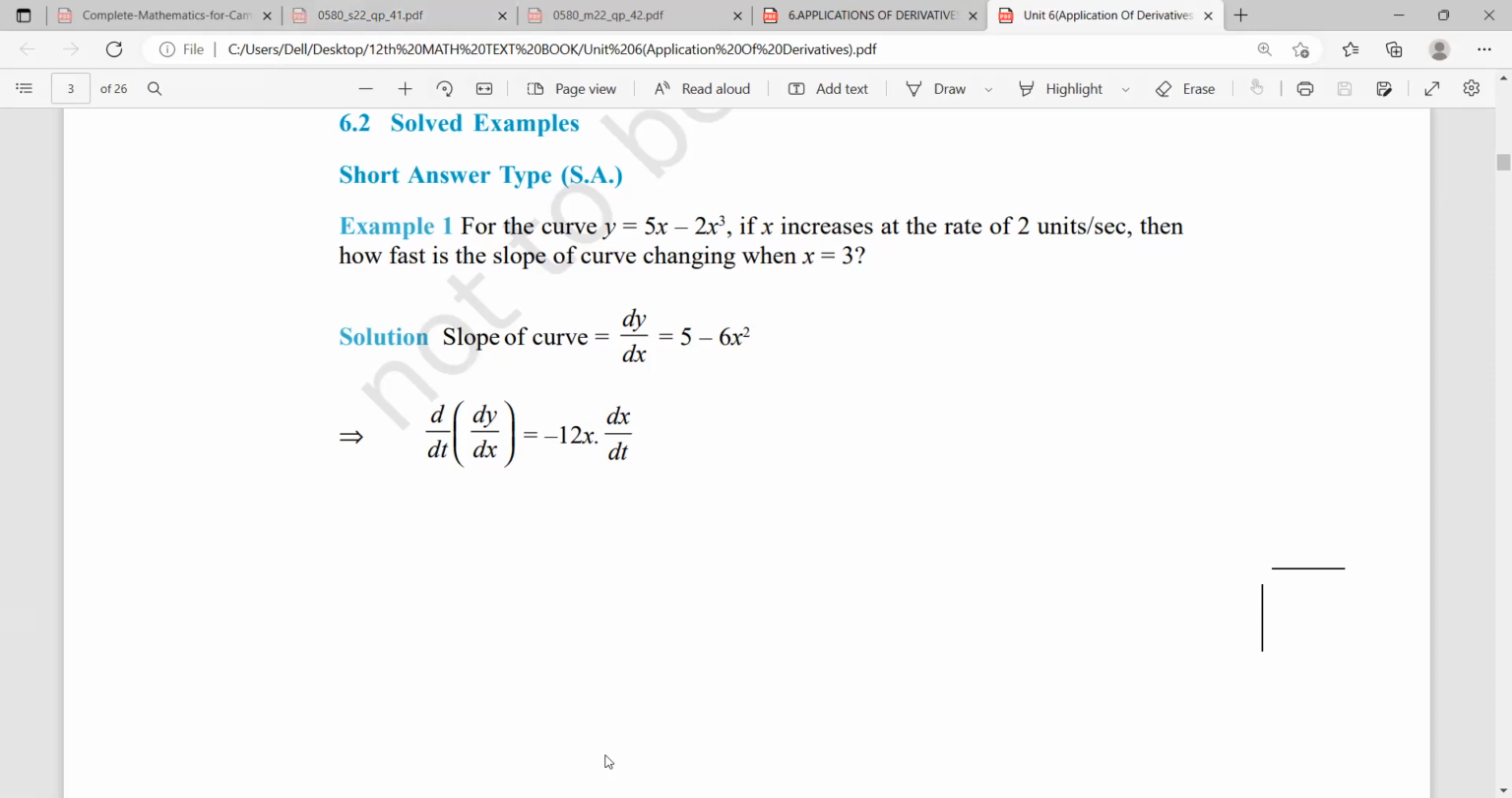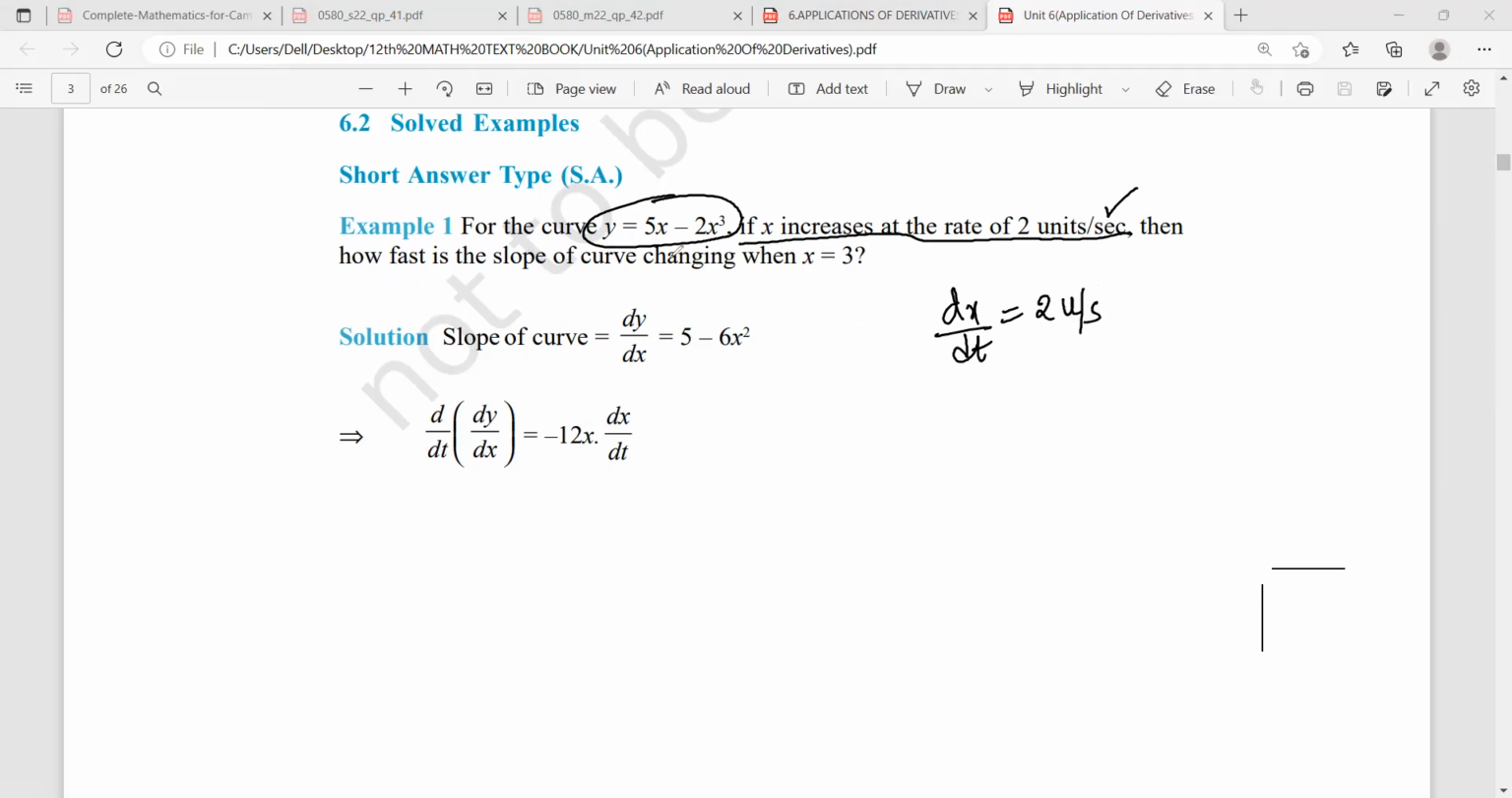Here, example questions will have somewhat of a twist, so you should understand very quickly and very deeply. What is it saying? If x increases at the rate of 2 units per second, that means dx by dt is given. You should first write whatever information is given. So the curve is f of x or y, and x increases at the rate of 2 units per second. This is dx by dt, that is 2 units per second. Okay.